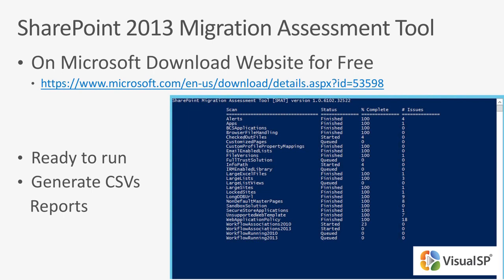Essentially what it does is it scans everything that you have. It's going to look for alerts, apps, browser file handling, checked out files, customized pages, master pages, email enabled lists, file versions that are too large, sites that are locked, large list views. I mean, it's going to go through the list of all the usual problems. And then it's going to generate a CSV and reports to tell you where you're going to have an issue. This is 100% free. Again, this is for the Microsoft version.